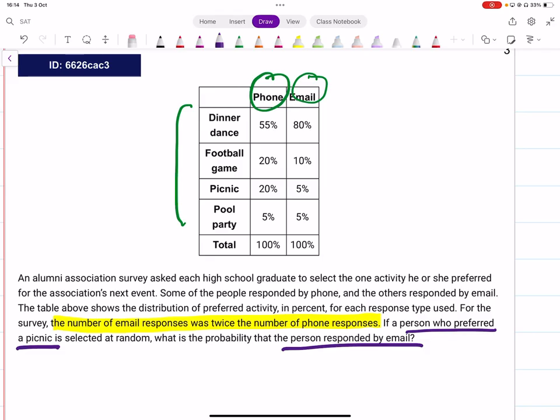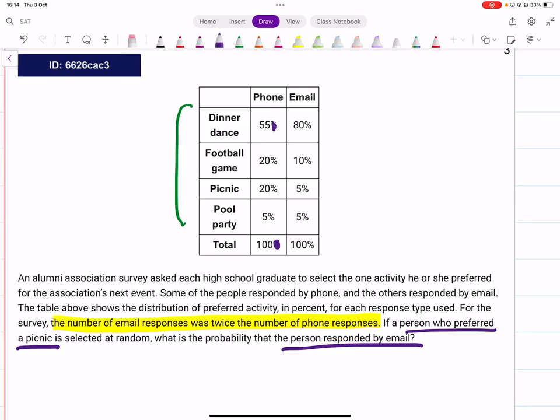Okay, now how do we think about this? They're saying the number of email responses was twice the number of phone responses. What we can do is write some numbers here. So let's suppose the number of phone responses was 100.